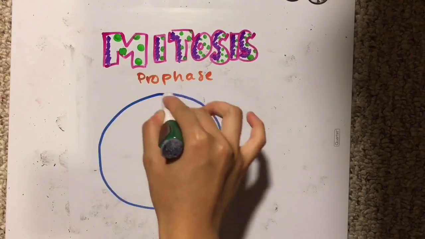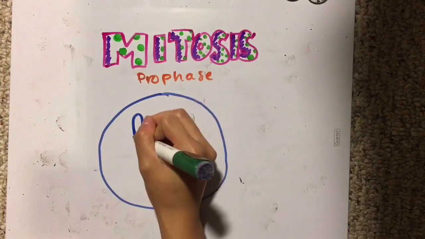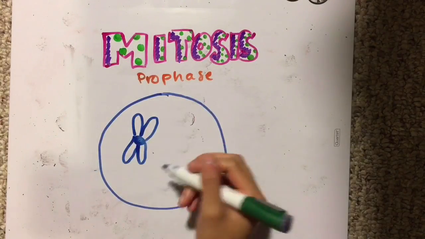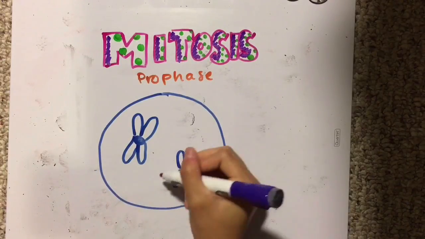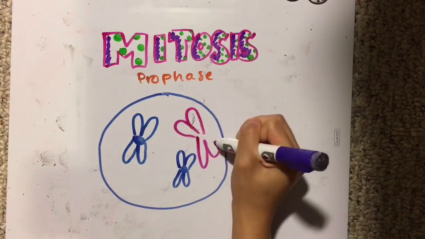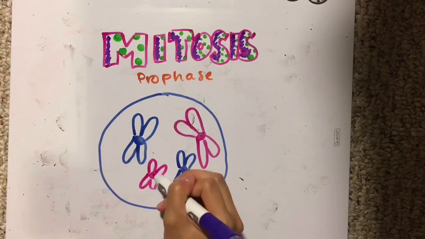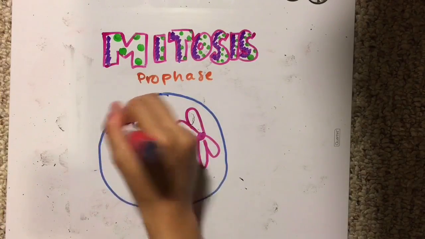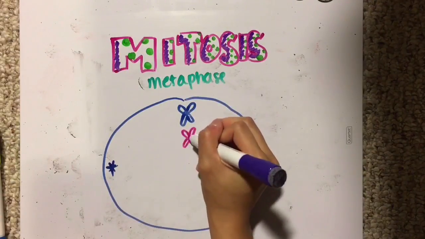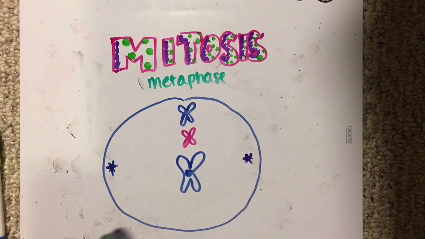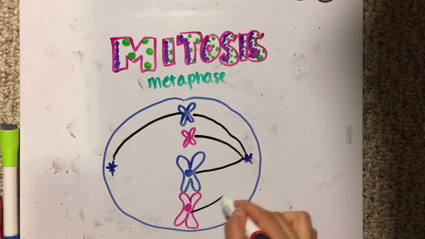In prophase, the chromosomes condense and become shorter and thicker. Each copy of a chromosome is called a sister chromatid. Then, the spindle fibers begin to form as microtubules grow out of the centrioles and move to opposite sides of the cell. During metaphase, the double-stranded chromosomes move to the center of the cell. Now the spindle is fully formed and the microtubules attached to each sister chromatid.